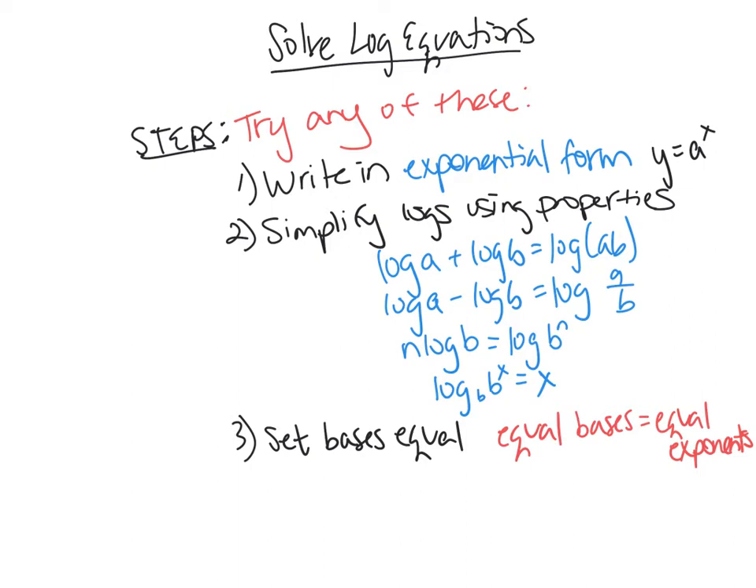The product, power property states that the number in the front can be moved to the exponent. And since log and exponentials are inverses, a log of b raised, your bases cancel, and you're just left with the exponent. Another option is to set your bases equal, thus equal bases equals equal exponents.